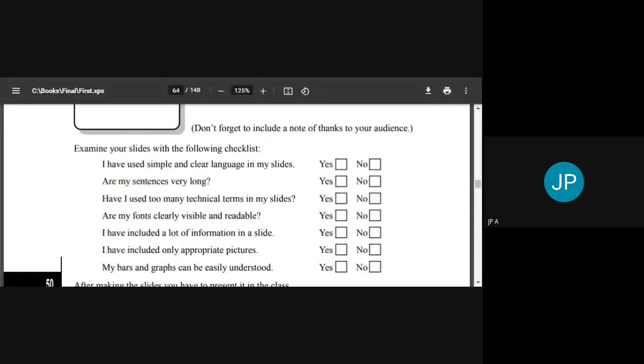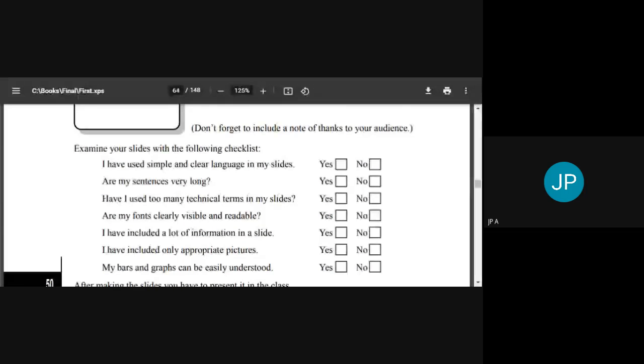So we should use less jargon and fewer technical terms. Jargon and technical terms are almost the same. So we should use less jargon or fewer technical terms in our slides. Then the audience will not find it scary, and they will not be afraid of our presentation.